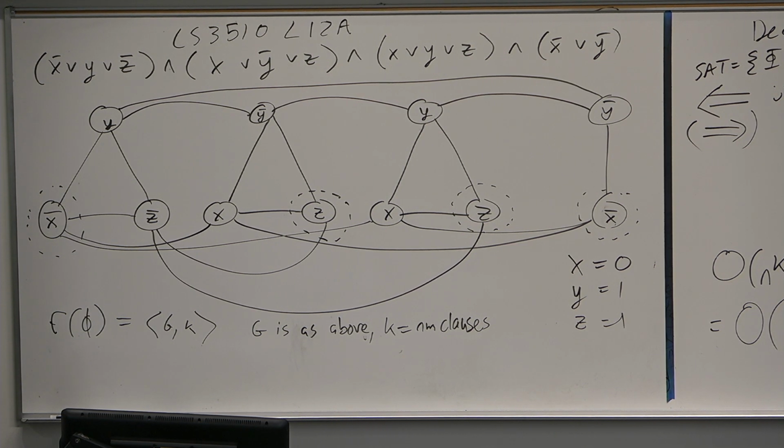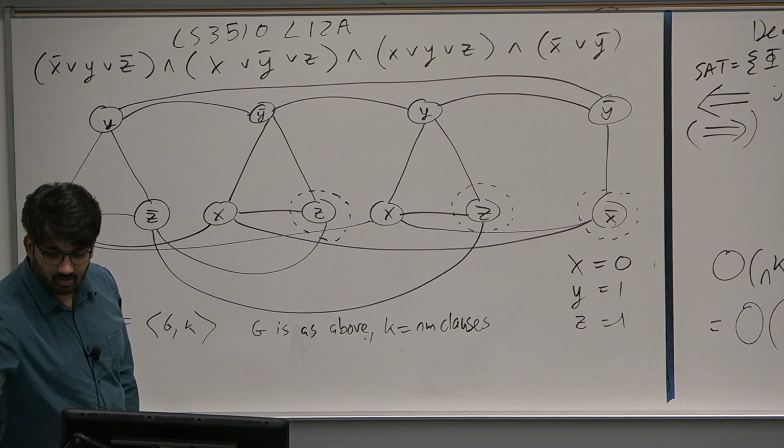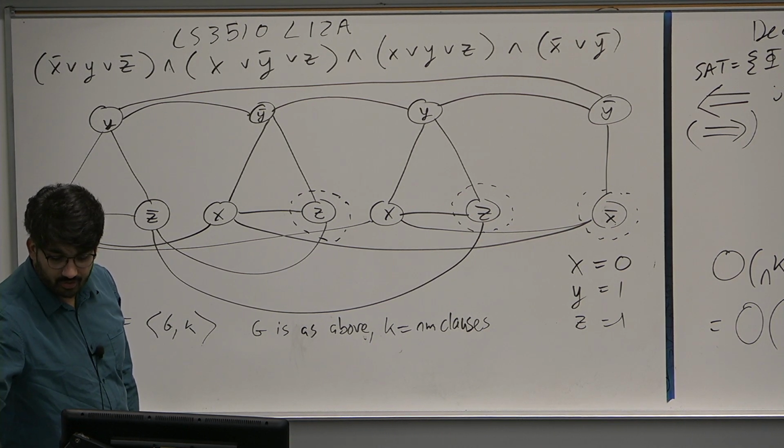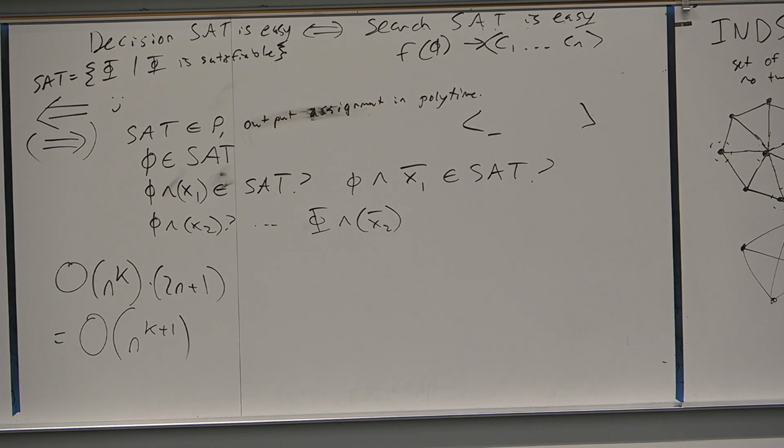I'm doing this before we do the proof so we can see how it's going to line up. Questions on this so far? If you chose a different satisfying assignment, you get a different independent set. Another thing I want to point out is that this specific satisfying assignment does not uniquely correspond to an independent set. Why?